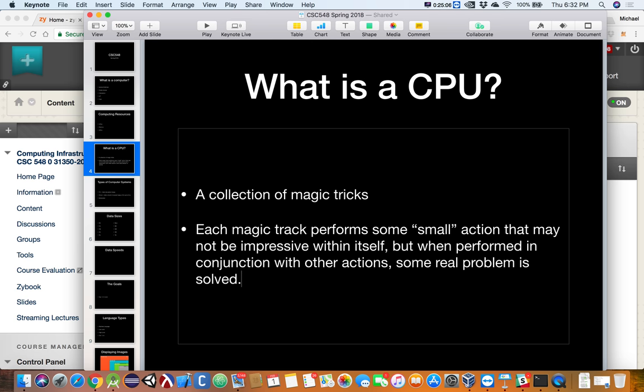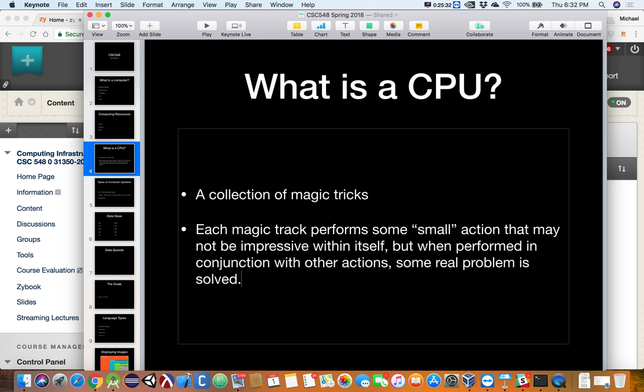Now at the same time, you don't want to err the other way where you don't give enough magic tricks. Where all of a sudden you have to overcompensate. You have to do some big movement and then back it off a little bit in order to accomplish what you actually want, because the magic tricks they gave you were too big for the problem you want to solve. Does that make sense? All right, so we're looking for that sweet spot.